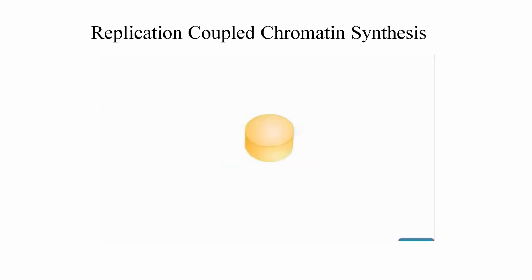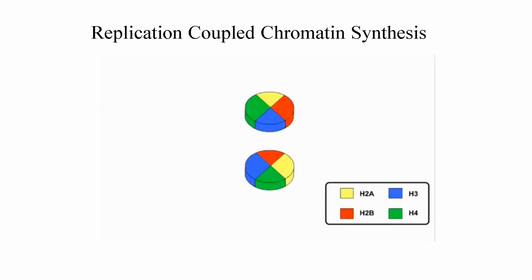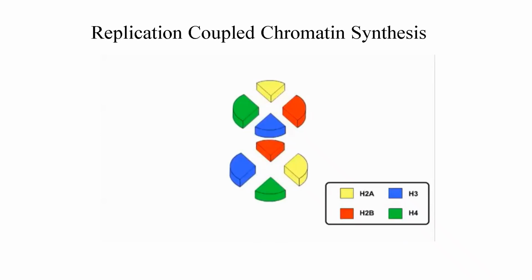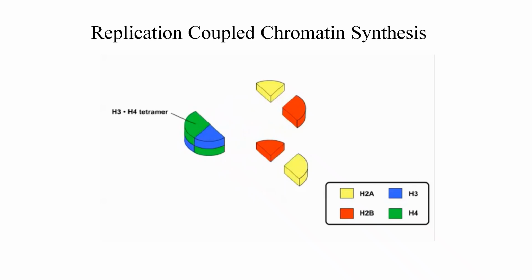Eight histones, two each of histone proteins H2A, H2B, H3, and H4, form the protein core of the nucleosome. This histone core is assembled from histone protein subassemblies. The H3 and H4 proteins form a tetramer subassembly. Two H2A-H2B dimers complete the histone core.